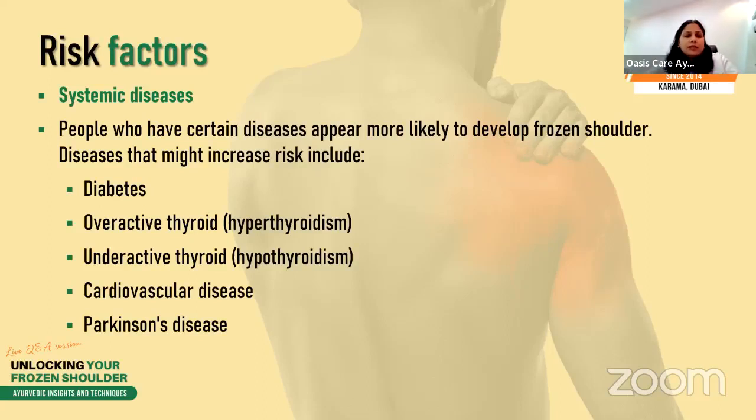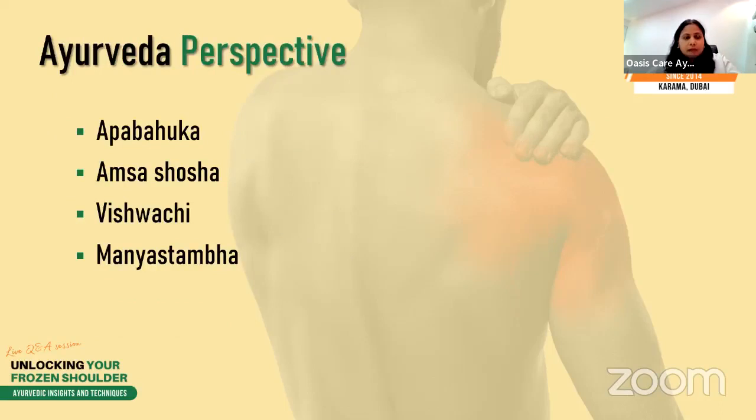Now, in systemic disease, as I told you, the person who is already suffering from any kind of disease, in this case diabetic patients, hyperthyroidism, hypothyroidism, cardiac patients and Parkinsonism patients, are more at risk. Now we can see how Ayurveda looks at frozen shoulder.